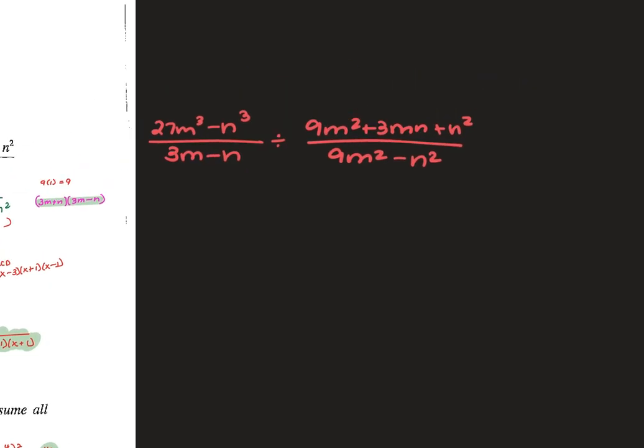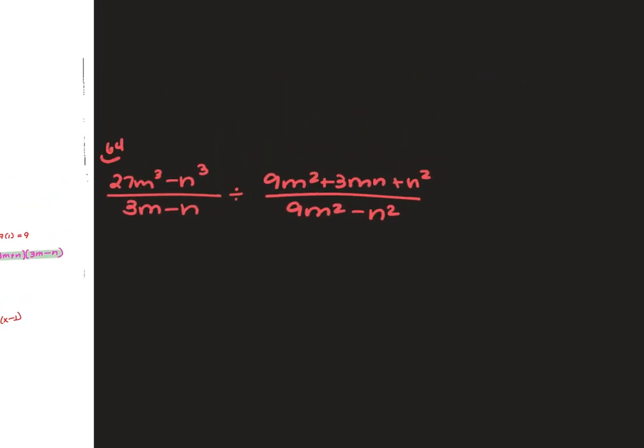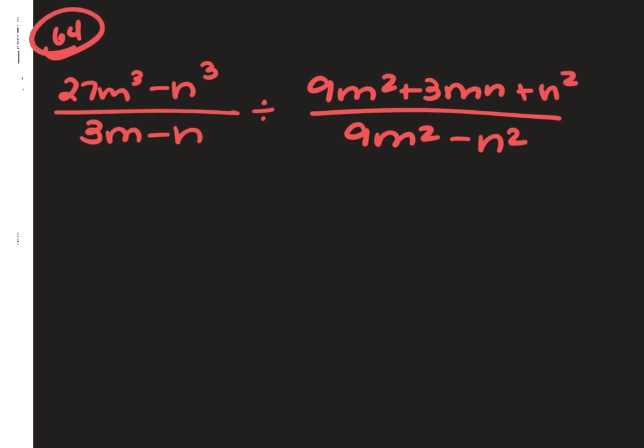Okay, so this is 64. And we have to keep change flip at some point. You can either factor first and keep change flip, or keep change flip from the beginning. I would only recommend the beginning so you don't forget to do it later. So if I were to keep change flip this before I factor it, I get 27m to the third minus n to the third over 3m minus n, and then times and flip the other side.